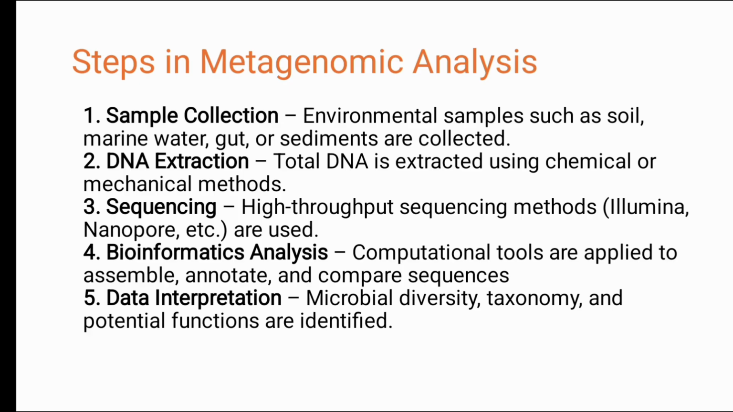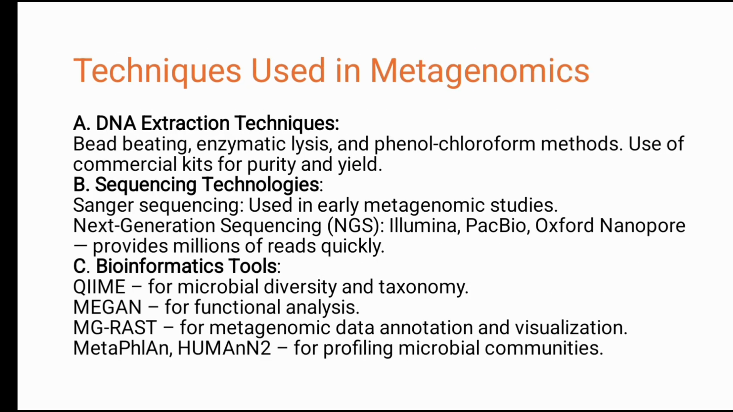The extraction process uses either chemical or mechanical methods. Now, the extracted DNA is sequenced. High-throughput sequencing methods like Illumina or nanopore are used for sequencing the extracted DNA. The next step is bioinformatics analysis. Here, computational tools are applied to assemble, annotate, and compare the sequences obtained in the previous step. Later, the results obtained by the bioinformatics analysis are interpreted and the microbial diversity, taxonomy and other functions are identified.